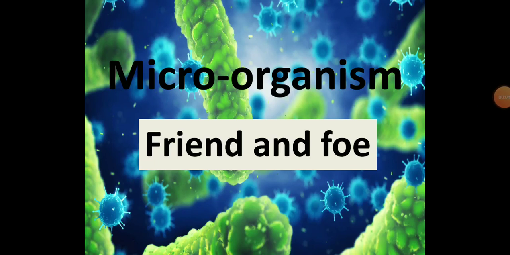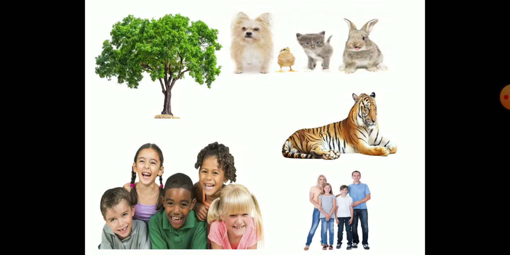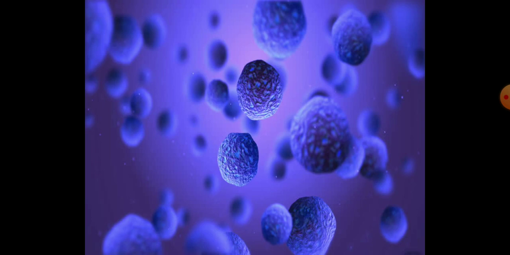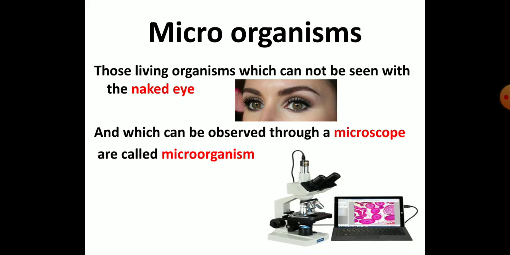Children, today we are discussing our second chapter in our biology part, that is microorganism friend and foe. So we have studied about different types of living organisms. Living organisms are plants, animals, human beings. But apart from these three, there are other kinds of organisms which we cannot see with our naked eye because they are very small in size. We call such organisms microorganisms.